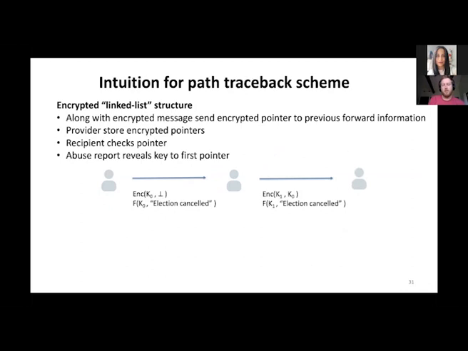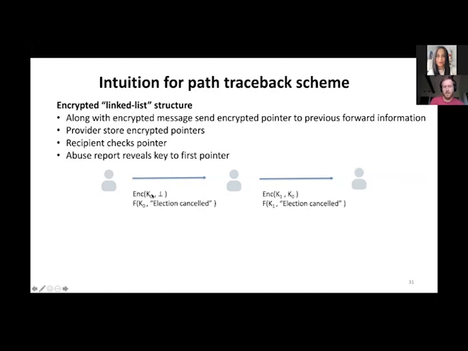So again, I'm just going to give very high-level intuition for our constructions, and I'll just focus on the path traceback scheme. Basically, the idea is when we send a message, we're also going to send to the provider an encrypted pointer to previous information about where this message came from. So if a client forwards a message, then they're going to provide an encrypted pointer to the previous encrypted information about the previous sender who they had received it from. And under the hood, these are actually pretty fast symmetric encryption mechanisms.